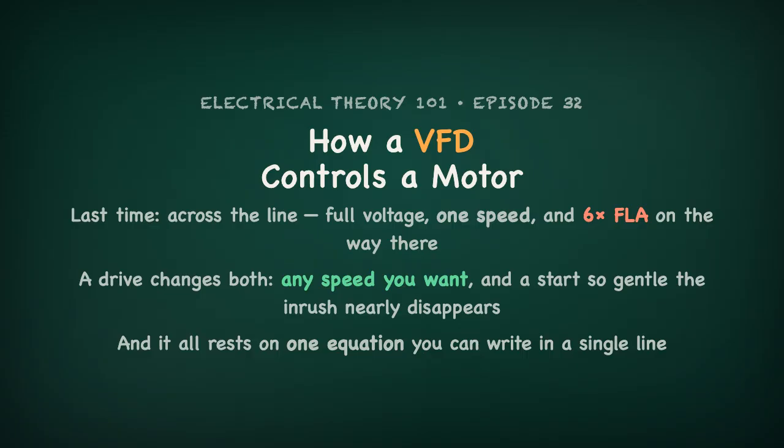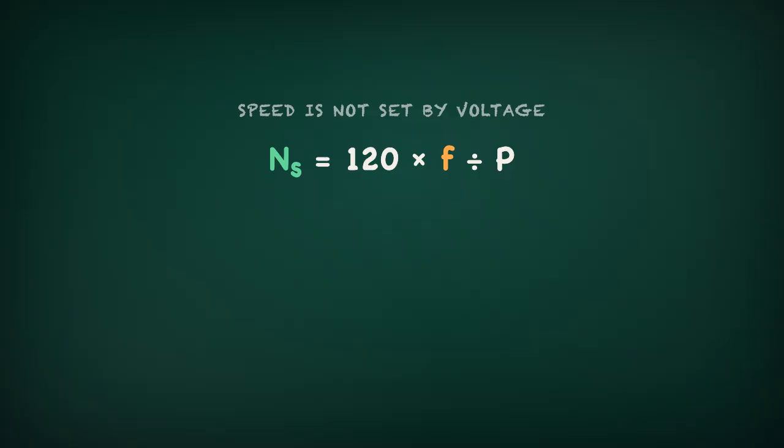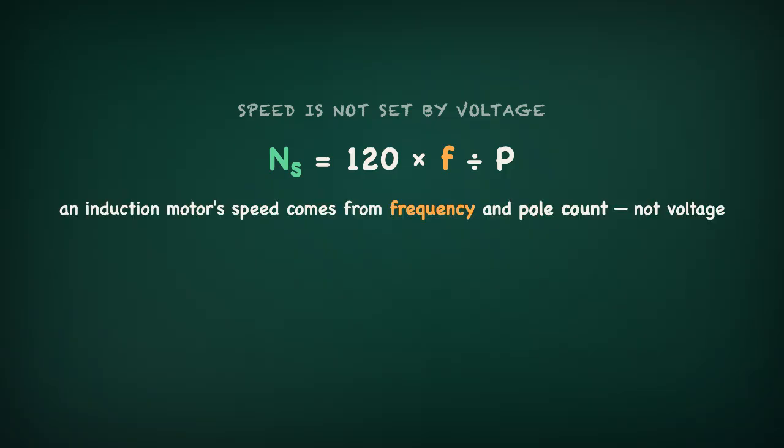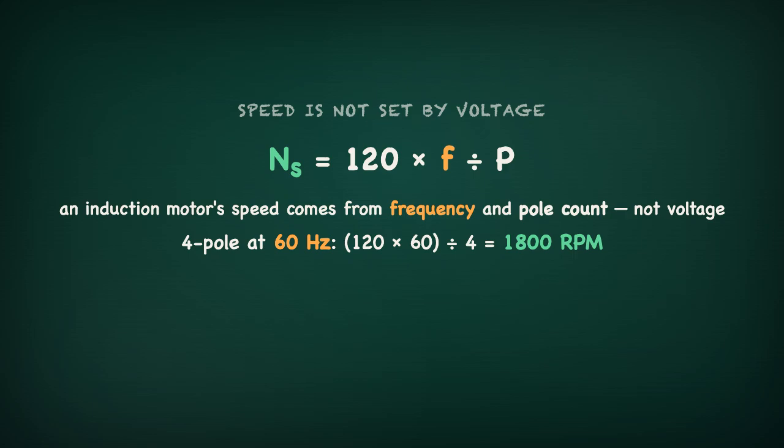An induction motor's speed is not set by voltage. It's set by frequency. Synchronous speed equals 120 times frequency divided by the number of poles. A 4-pole motor on 60 Hz. 120 times 60 is 7,200, divided by 4 is 1,800 RPM.